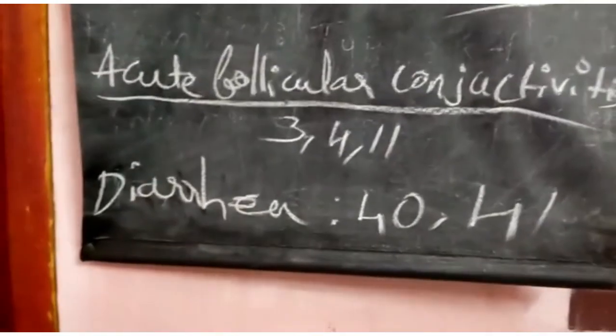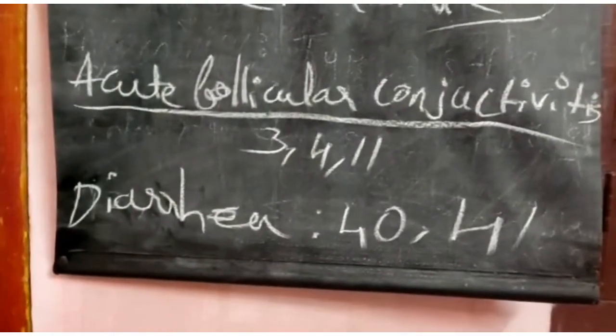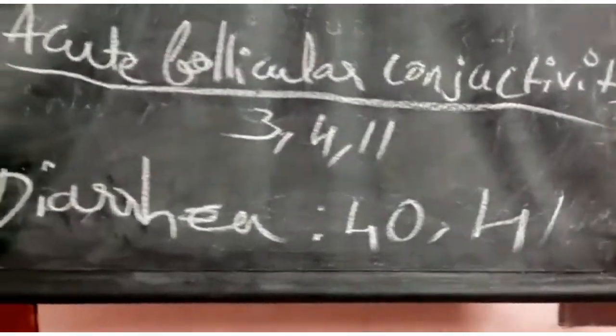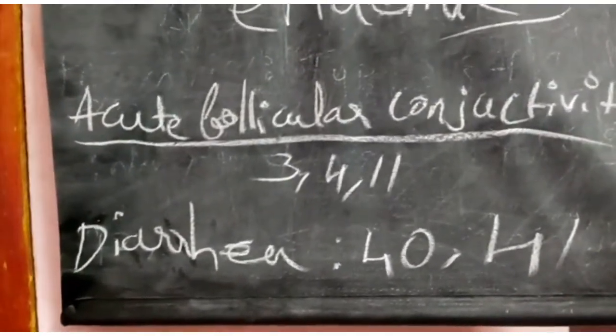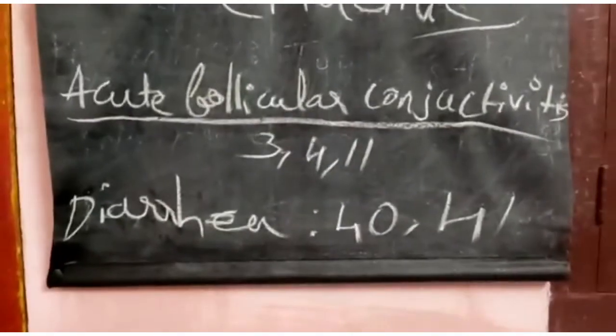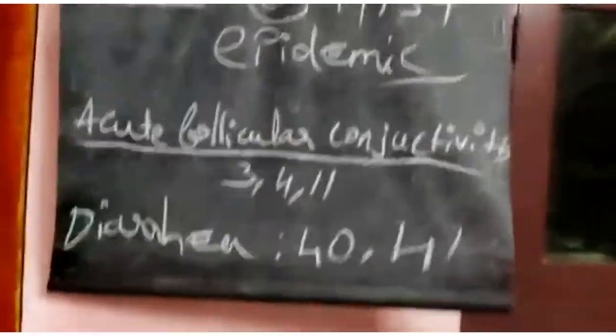And then diarrhea, which is associated with types 40 and 41. This is the enteric type adenovirus. It is detected by stool ELISA, enzyme linked immunosorbent assay test.